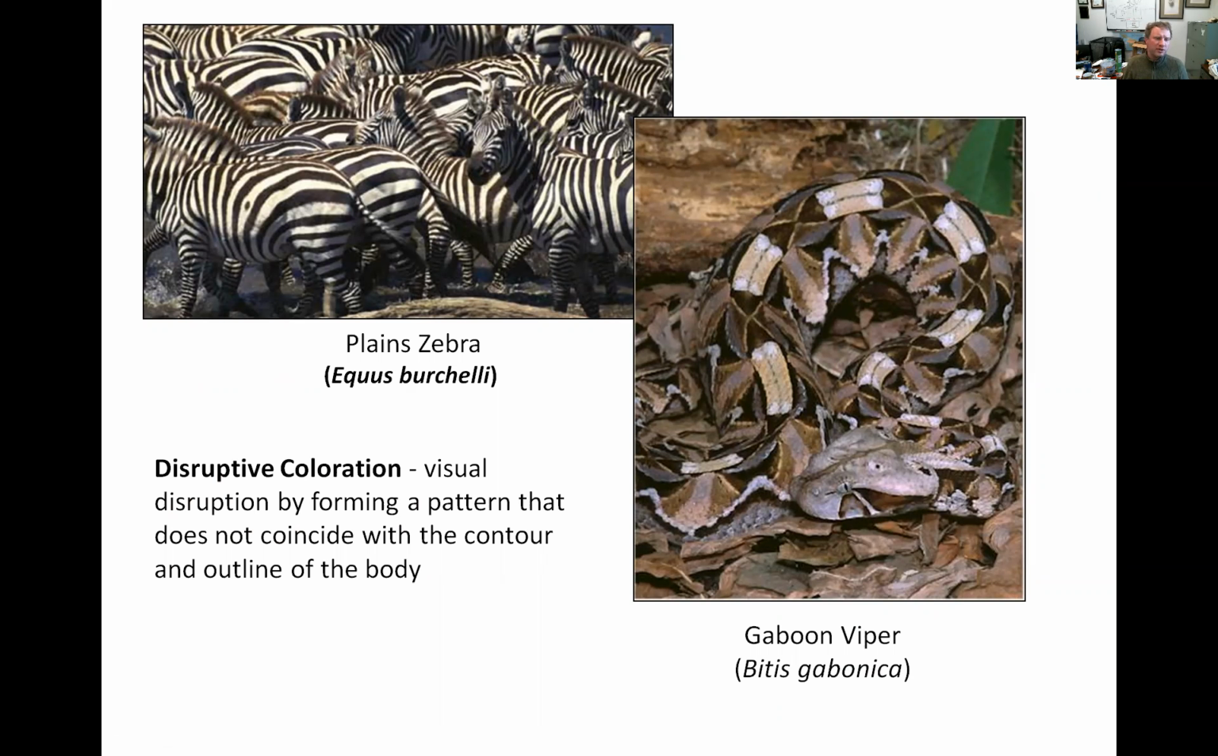And so one really common strategy is to have disruptive coloration. One hypothesis for why zebras are striped is that the stripes make it harder to pick out the outline of the animal. That makes it harder for a predator to pick out one zebra to chase when you have a whole bunch of zebras like this. Especially when they get upset or disturbed by a predator, they'll start to move around a lot, and because the stripes break up the outline of the animal, it's harder to pick them out.